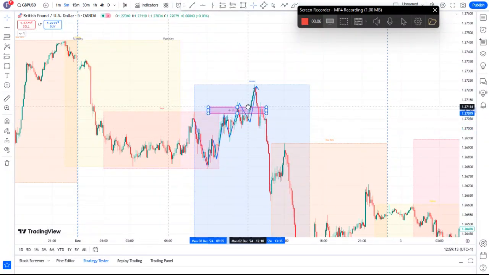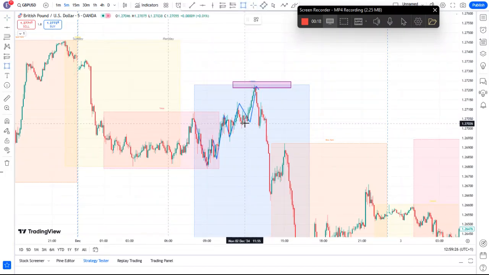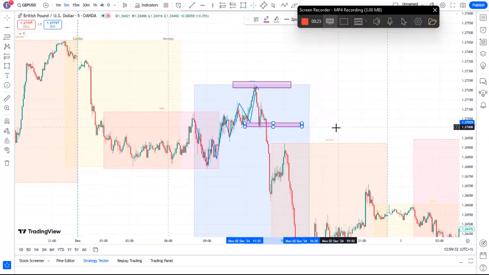Now, before the open of the New York session, what happened next? The market came up to this high and it failed to close above it. And instead, the market came down and broke below this recent level right here.